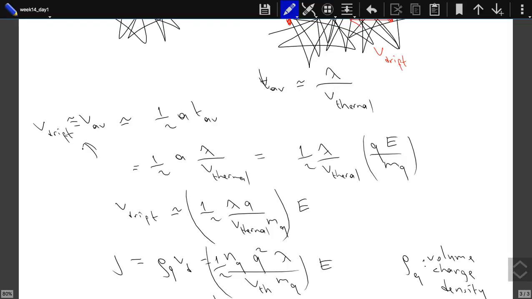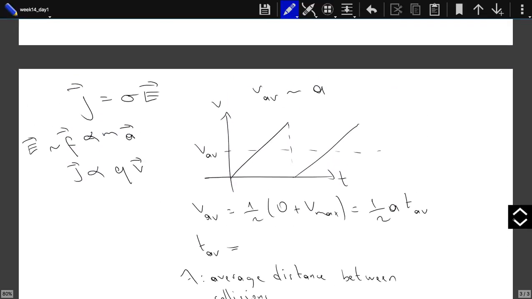What is that 1 over 2 coefficient? Average. If something is accelerating with constant acceleration, the average velocity is the initial velocity plus the final velocity divided by 2.